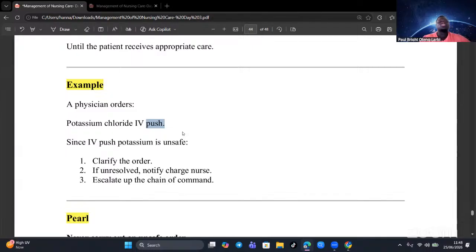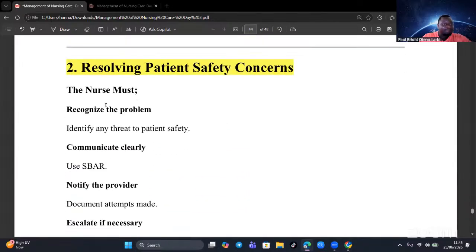Okay. So since IV push potassium is unsafe, are you going to give? No. So you have identified the problem. Then you communicate with the doctor using your SBAR. You know it. This one, the patient does not have a problem. So the current situation will be the error.